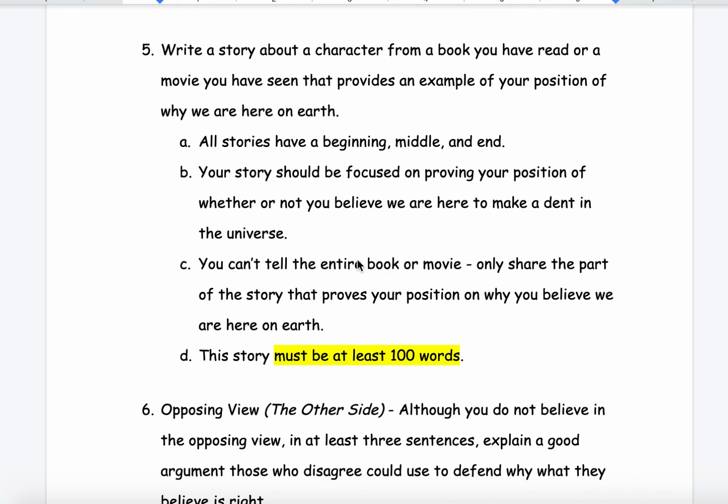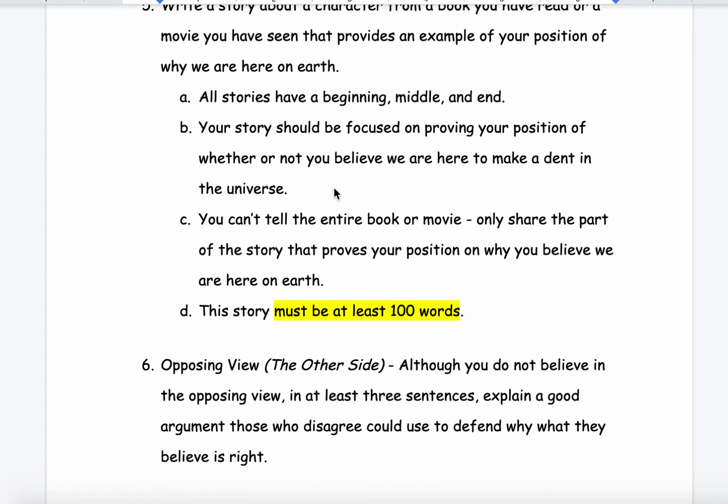Now, you do need to include a beginning, middle, and end, even though you're only using a small part of the story. You're using the beginning, middle, and end of that clip. Okay? Remember, your story is focused on proving your position. Do not get lost in telling the movie. This is not a summary of the movie you watched or a summary of the book you've read.